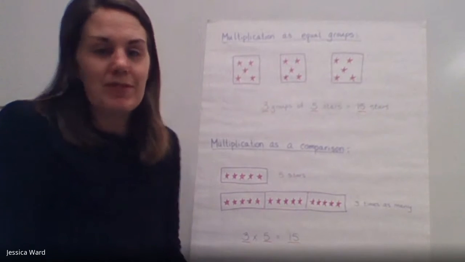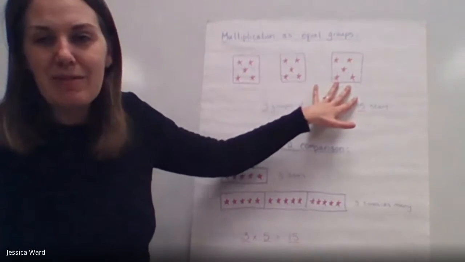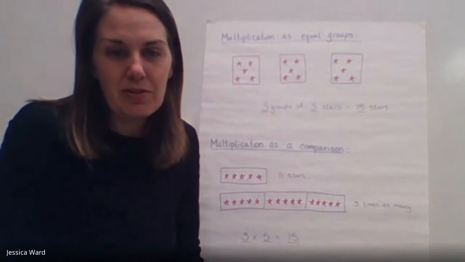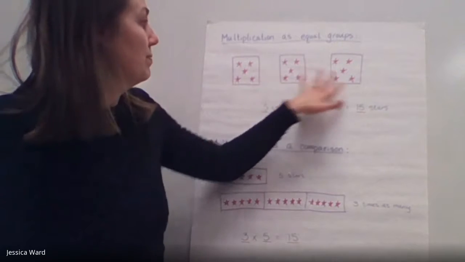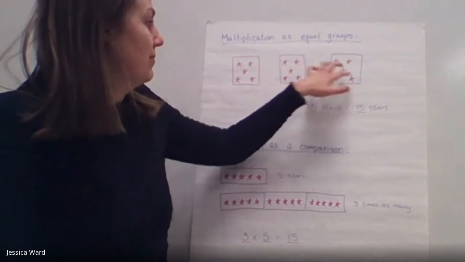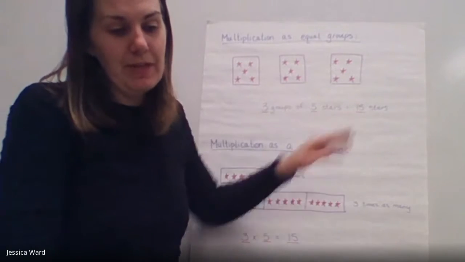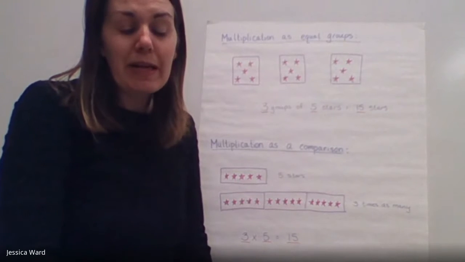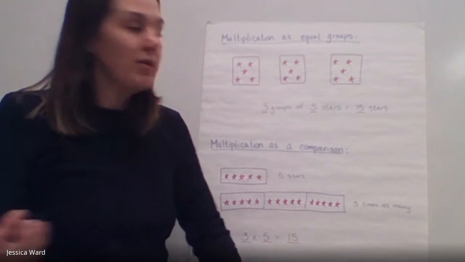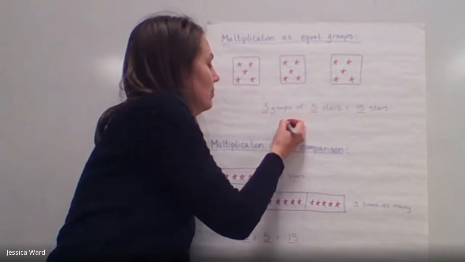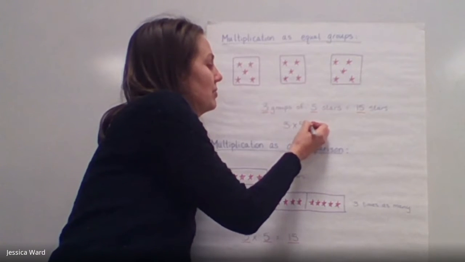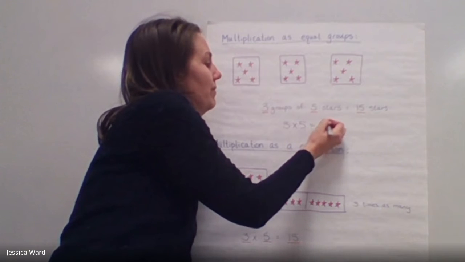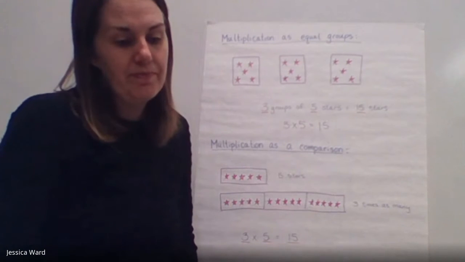Draw 3 groups of stars. You can do something similar to what I did using boxes or circles, and then put 5 stars in each group. So we have 3 groups. Each group has 5 stars. We have a total of 15 stars. So B says write a multiplication equation to find the total number of stars. And we have 3 groups times 5 stars in each group would get us a total of 15 stars.